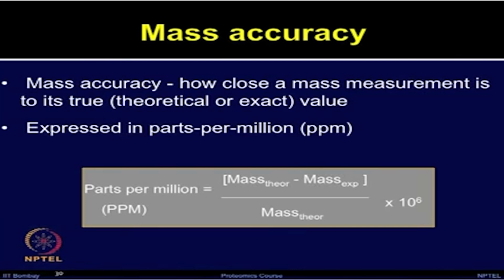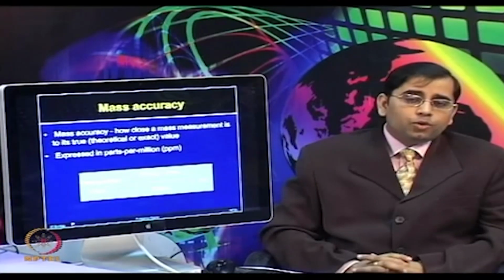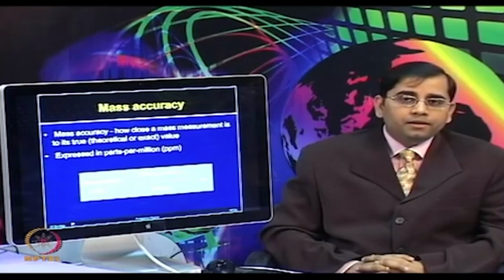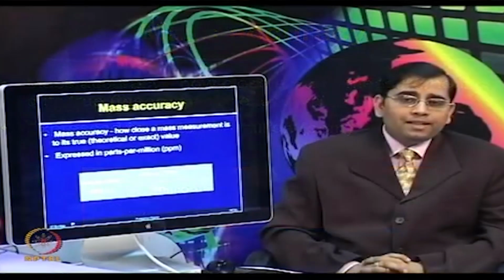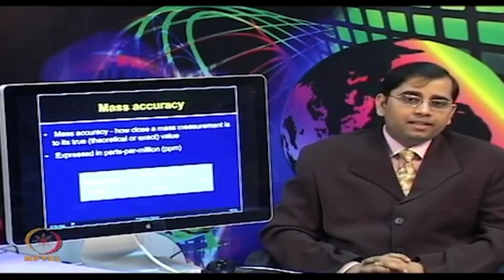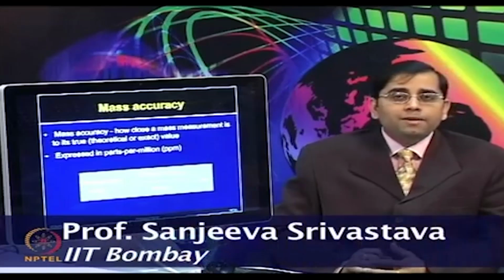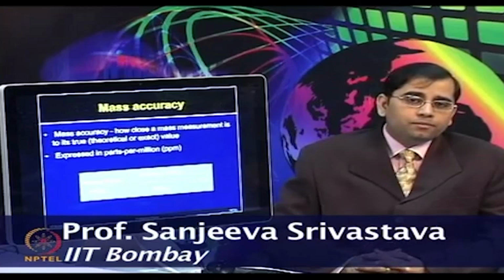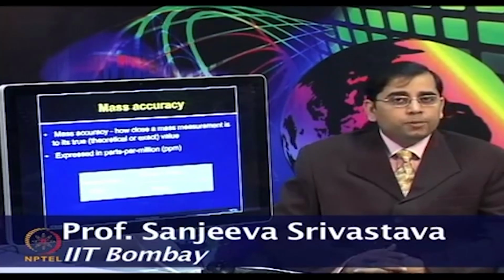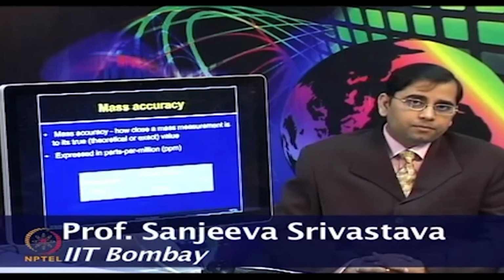Absolute value is mass dependent. The equation for the parts per million, the mass accuracy, is shown here, which is (theoretical mass minus experimental mass) divided by the theoretical mass times 10^6. So, mass accuracy affects the number of peptides in a database with similar masses, and so the lower the measured ppm values, the fewer the possible matches in the database.